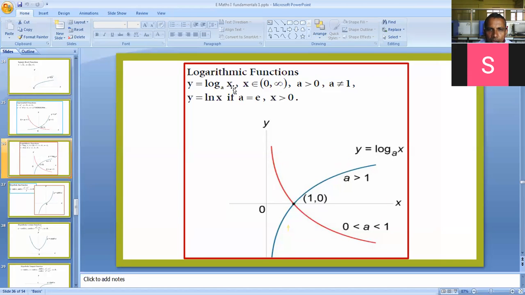Now if you take the values of x which are other than 1, it comes here. So we will get all points which lie on that same curve, that is on the logarithmic function.